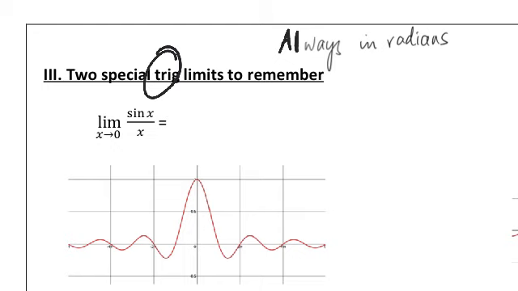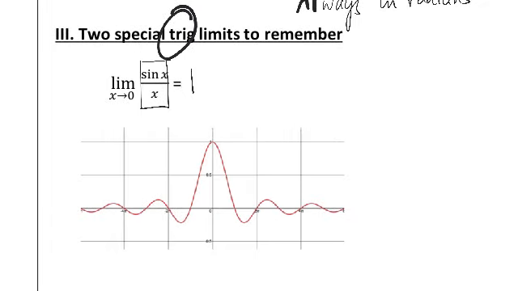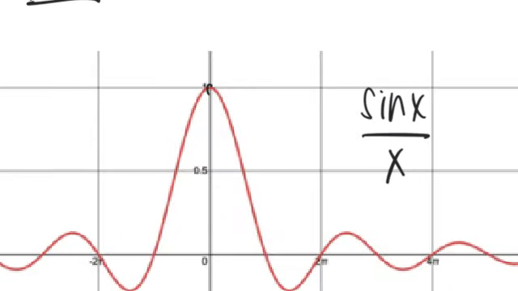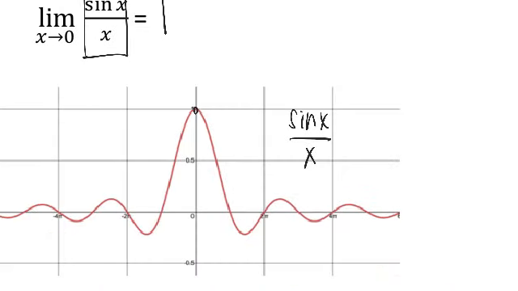So here we are in radians, and I want you to remember a special limit. Just memorize it for now. The limit of sine x over x as x goes to 0 is 1, okay? This is a graph of sine x over x. You can't really see it, but if you were to zoom in here, you would find there's a hole up there because x cannot be equal to 0.